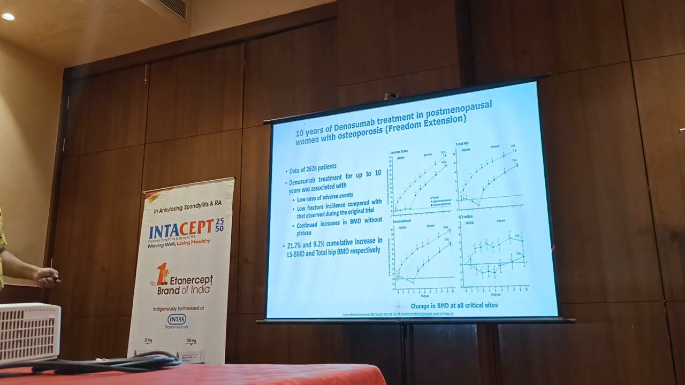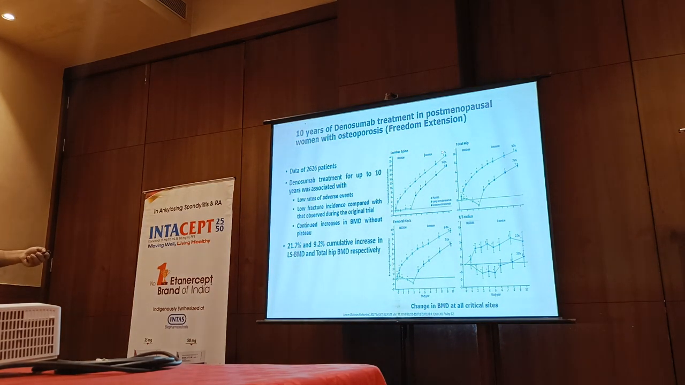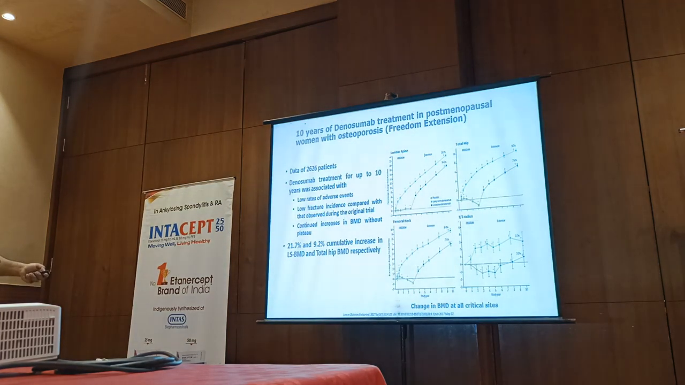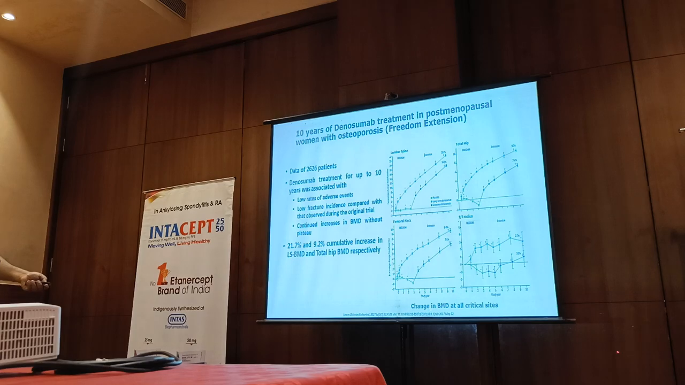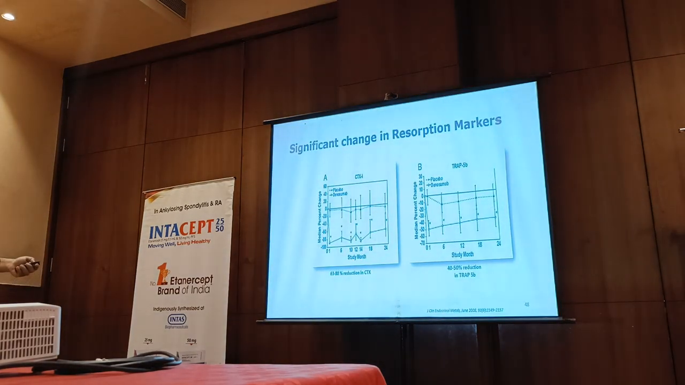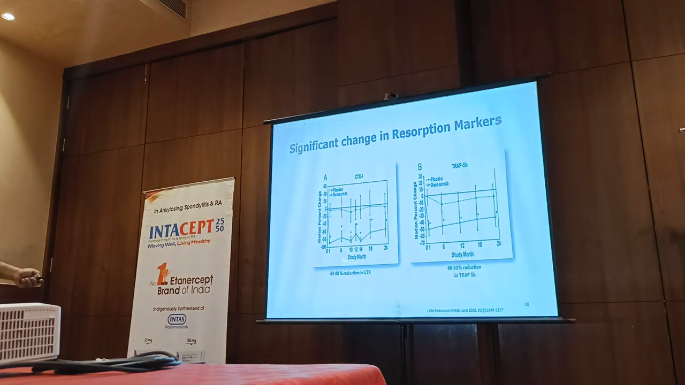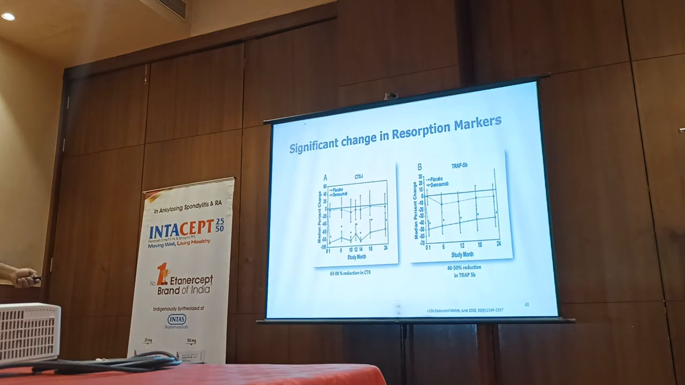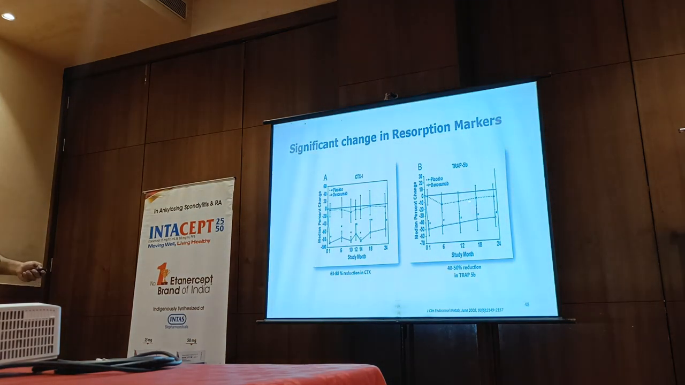And in a 2 year duration study, lumbar spine, total hip, femoral neck and radius are all taken care of, and there is a change in BMD at all critical sites. So there is a significant change in the resorption marker as well. And here the study is 2 years.